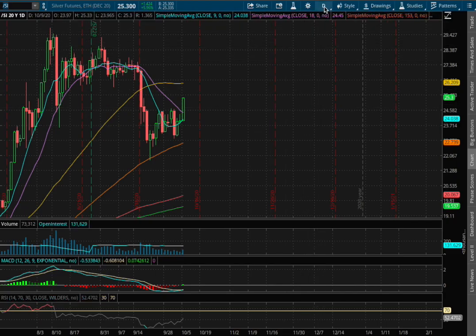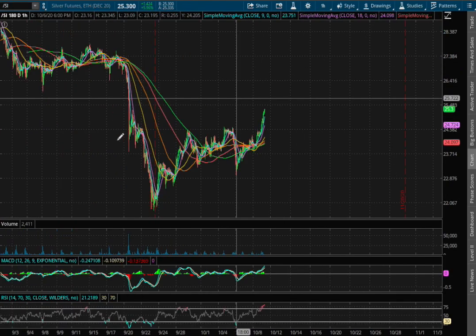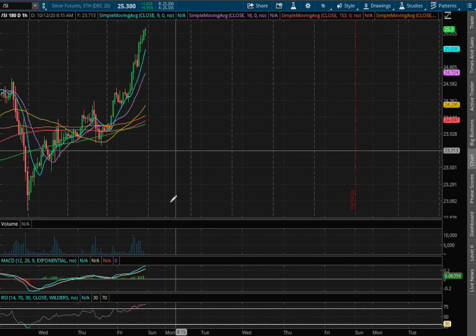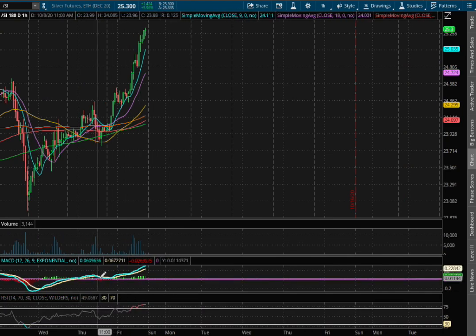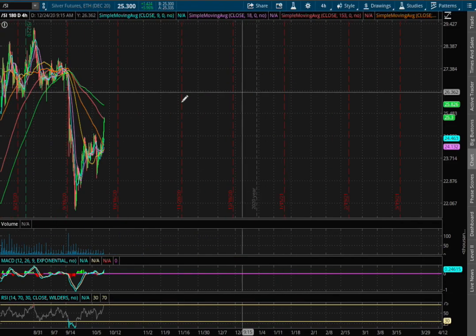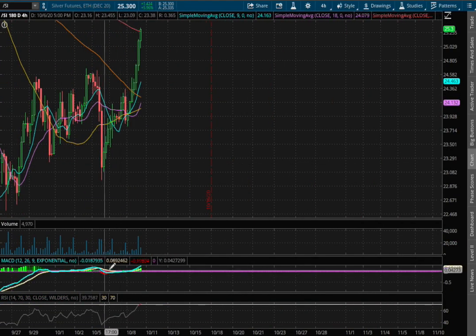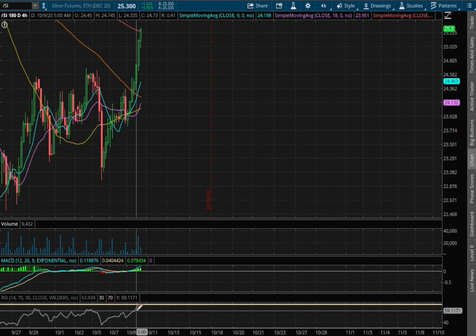On Friday, silver closed above 6% on the 1-hour chart. We are at overbought levels on the RSI, and we still remain on positive MACD. As for the 4-hour chart, we also remain at positive MACD, and we're at overbought levels on the RSI.